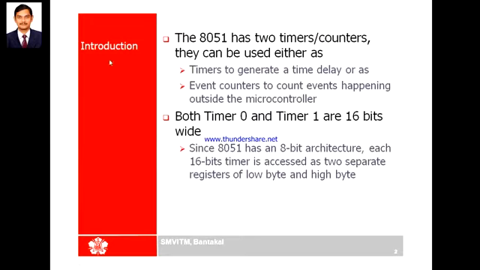Let's look into the introduction part. What are timers? Timers are mainly used to generate a time delay. They can also be used as a counter. The counter is mainly used to count external events, that is, events happening outside the microcontroller. We have two timers, both 16-bit wide, namely timer 0 and timer 1.